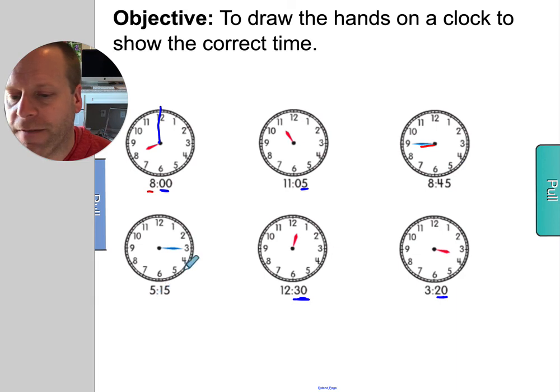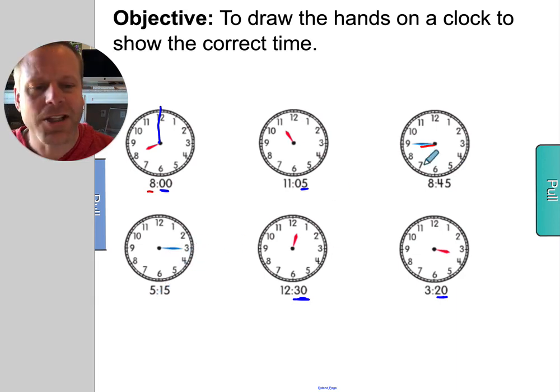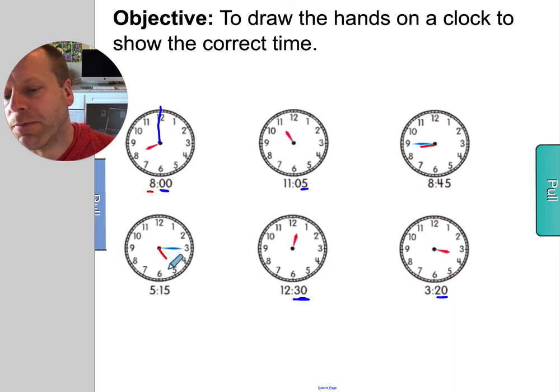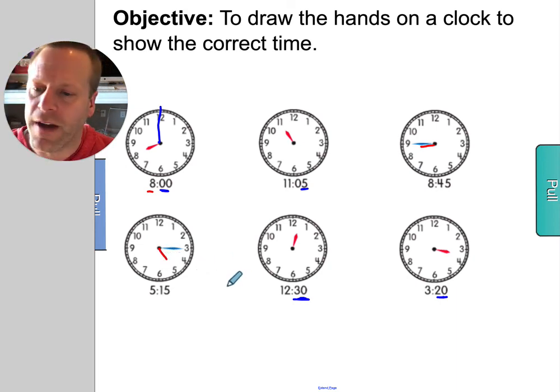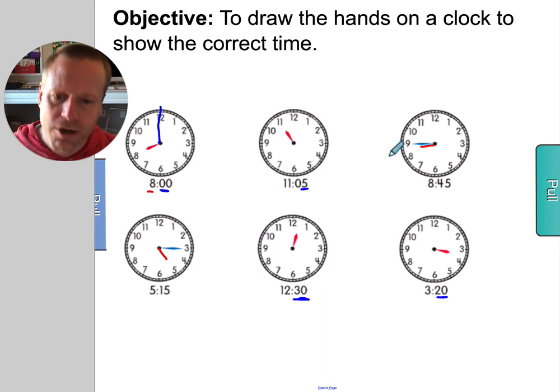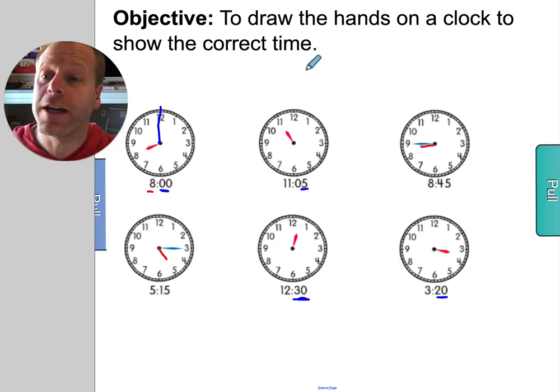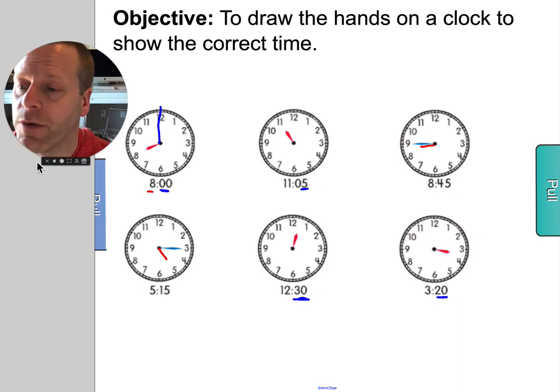Same with 5:15 down here. It's not going to be as tricky because it's only had 15 minutes to go by, so it's probably pretty much still close to the 5. So the idea here is we're just putting it all together, drawing some hands on some clocks. When I put this into Seesaw for you, I'll make maybe just 4 of them, and I'll make them bigger so you guys can really show what you got going on.